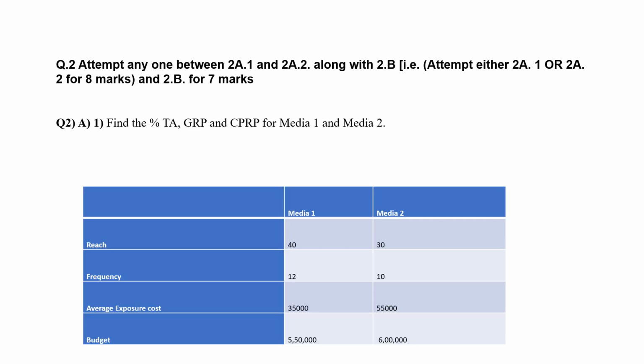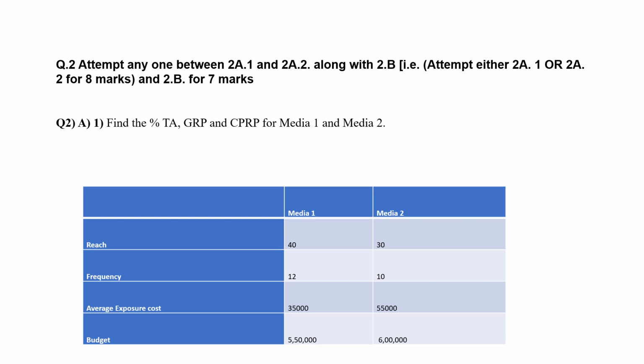As I always recommend media planning students, question 2 is a good way to start your paper because you definitely know the numericals and the sums are straightforward and easy. So attempting the sums first is always good. So if you start your paper with question 2 part A, which is of 8 marks, is usually the media 1, media 2 sum. So let's solve the sum together.